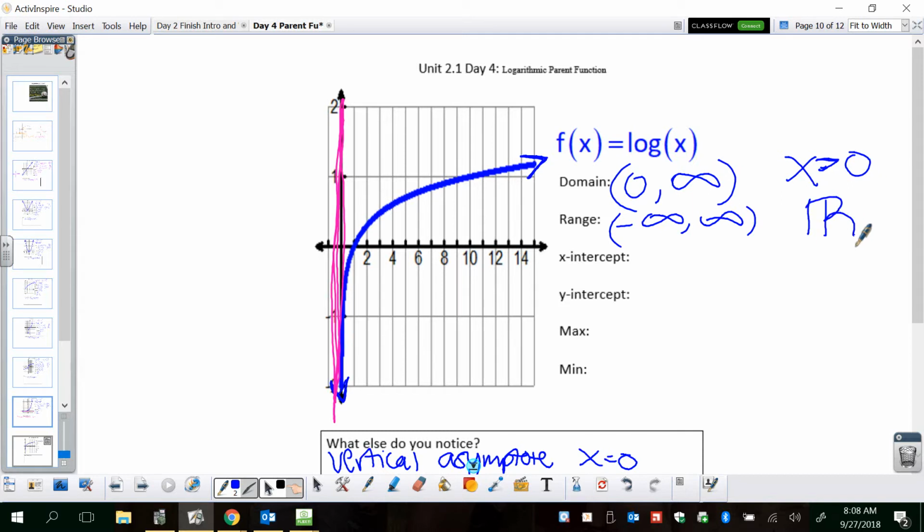X-intercept? 1, 0. Y-intercept? Will it ever touch the y-axis? Monica? Does it ever touch the y-axis? No. Okay. Does it have a maximum? Does it have a minimum? Yeah. No.